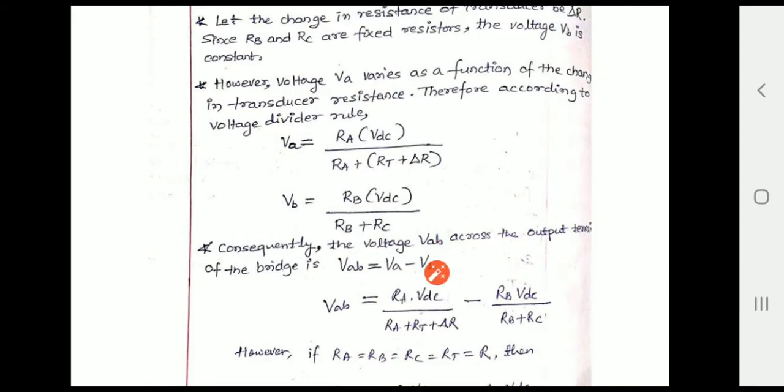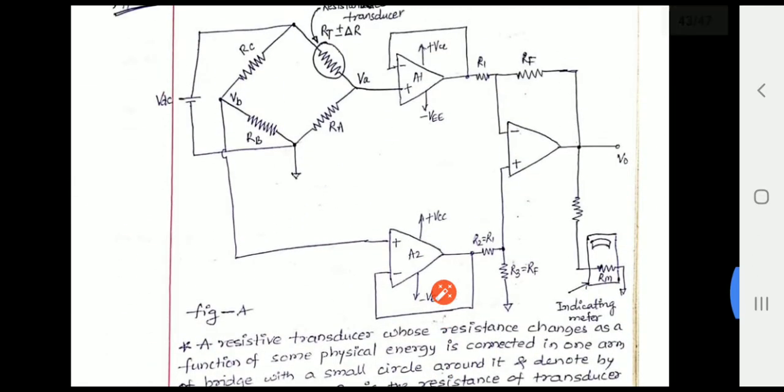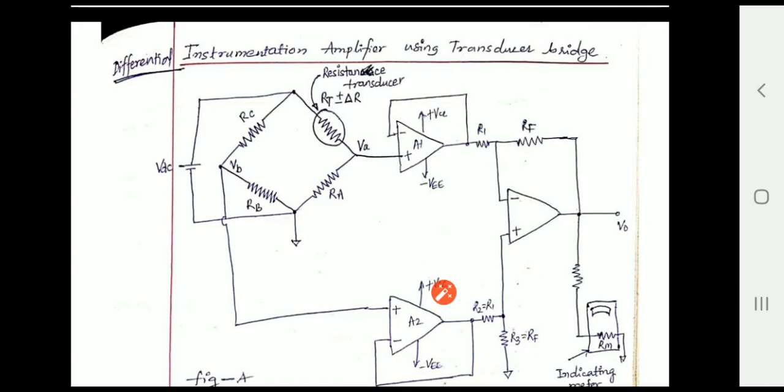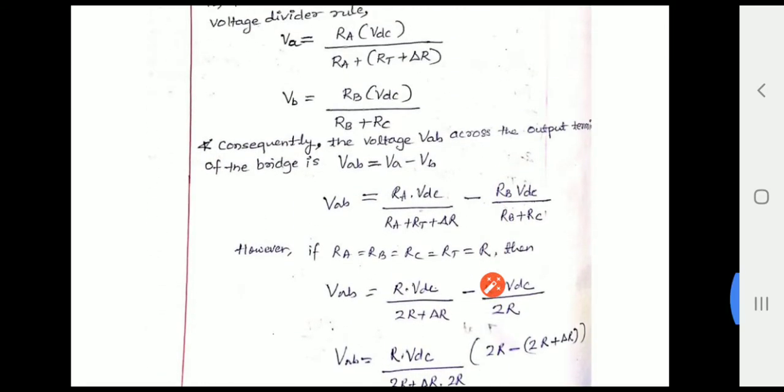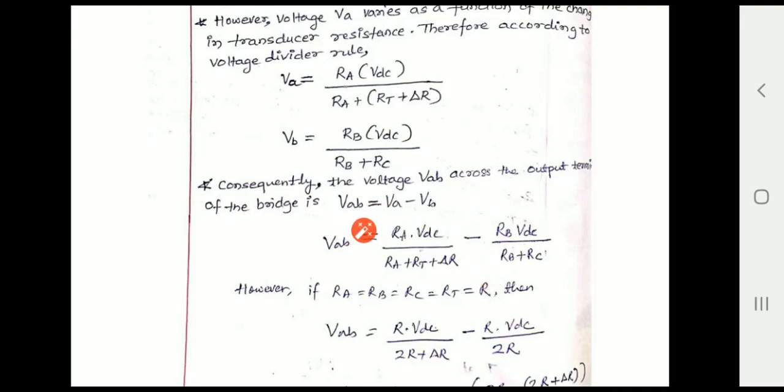Okay. Now we know that the voltage VAB across the output terminal of the bridge is VAB equals VA minus VB, or you can say VB minus VA, based on the selection of op amps here. So from this we get the VAB value, which can be written as VA minus VB or VB minus VA. This will be decided based on the selection of the output. So here we have taken VAB equals VA minus VB. Okay. So now substitute the values of VA and VB here, and we will get VAB.